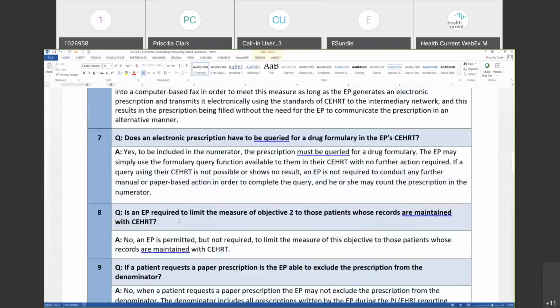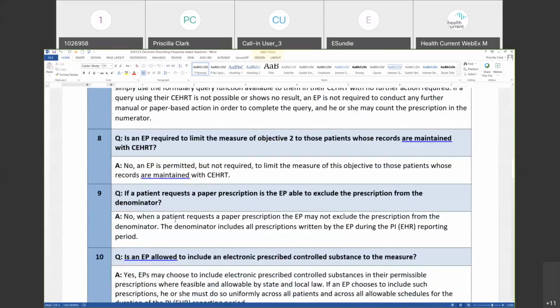We're going to go down to a few other questions, trying to highlight the most important ones. If a patient, question 9, if a patient requests a paper prescription, is the EP able to exclude the prescription from the denominator? No, when a patient requests a paper prescription, the EP may not exclude the prescription from the denominator. The denominator includes all prescriptions written by the EP during the PI reporting period.